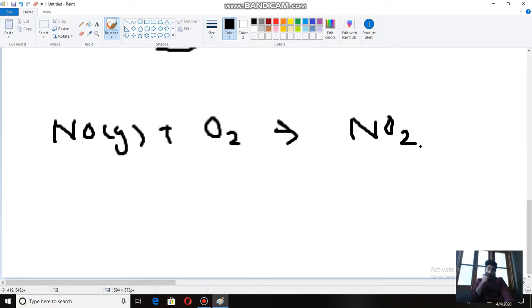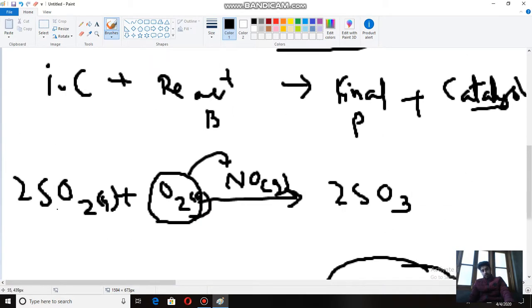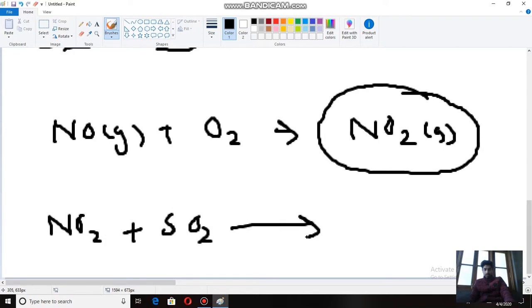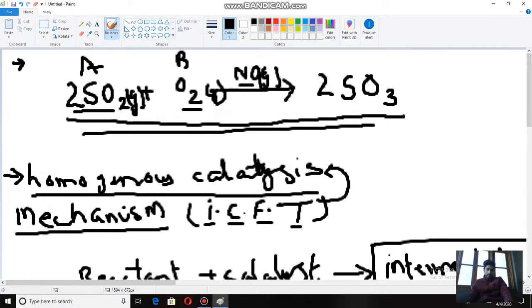NO2. It's also gas, and this NO2, nitrogen dioxide, reacts with this SO2, sulfur dioxide. Now nitrogen dioxide plus sulfur dioxide gives our sulfur trioxide, plus we get our catalyst back, NO. I hope it is sufficient.